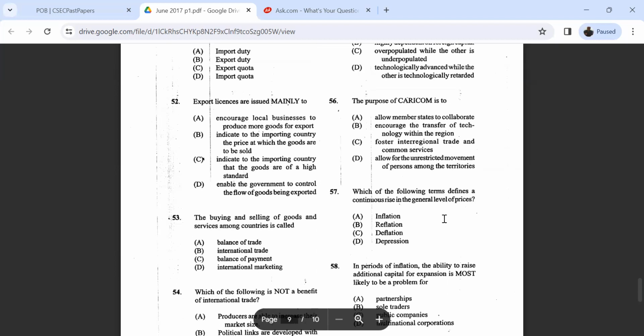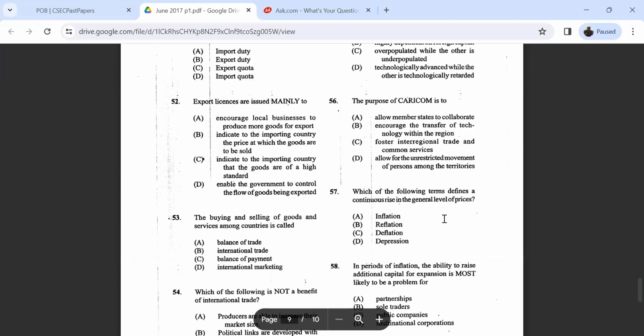Number 56. The purpose of CARICOM is: A, allow members to collaborate. B, encourage the transfer of technology within the region. C, foster interregional trade and common services. Or D, allow for the unrestricted movement of persons among territories. So I'm going to guess C.